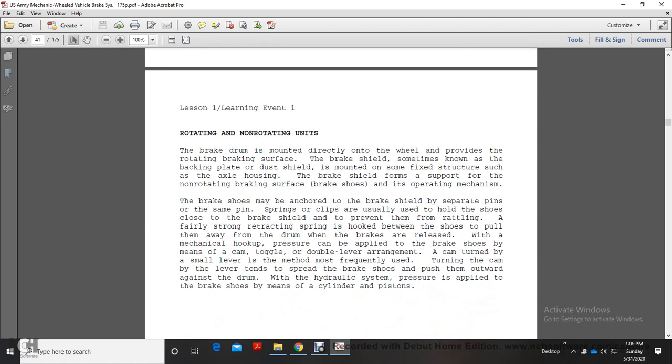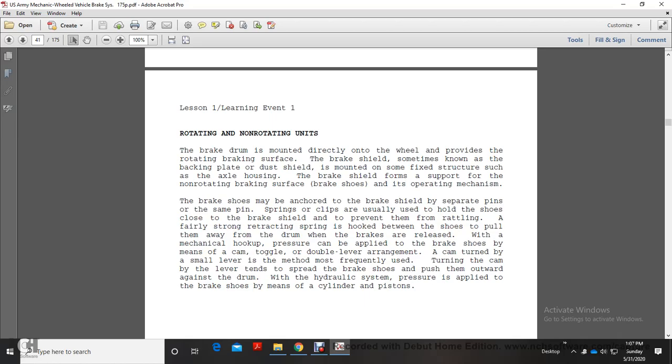Rotating and non-rotating units: the brake drum, mounted directly onto the wheel, provides the rotating brake unit. The brake shield, sometimes known as the brake plate or dust shield, is mounted on some fixed structure, such as the axle housing. The brake shield forms the support for the non-rotating brake shoes and operating mechanism. Brake shoes may be anchored to the brake shield with a separate pin, with spring clips usually used to hold the shoes close to the brake shield to prevent them from rattling.